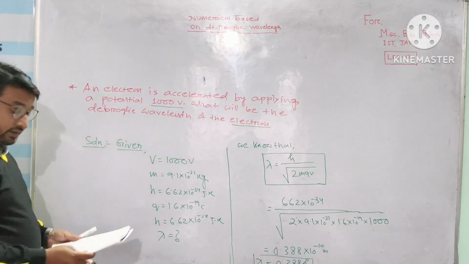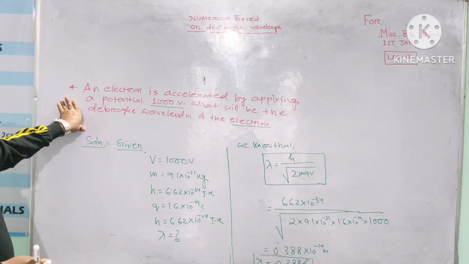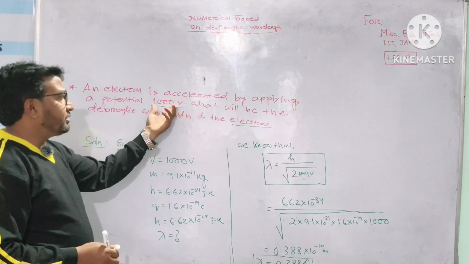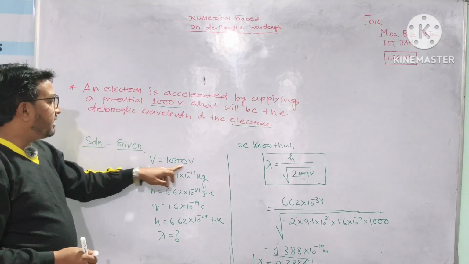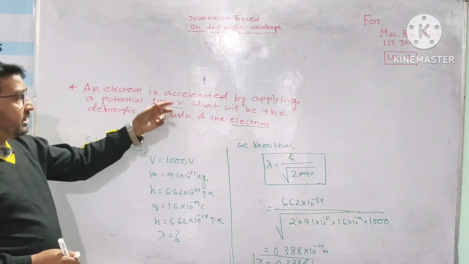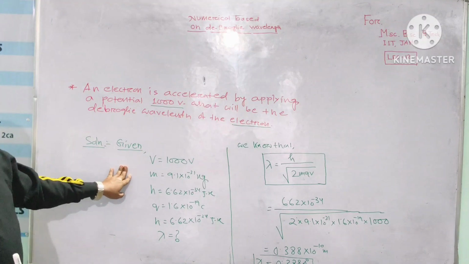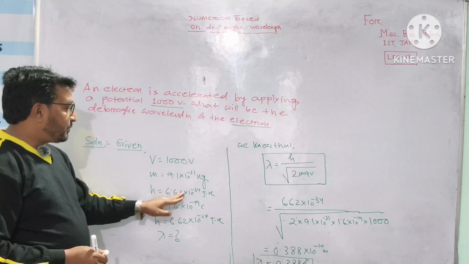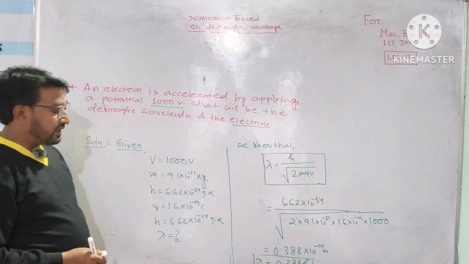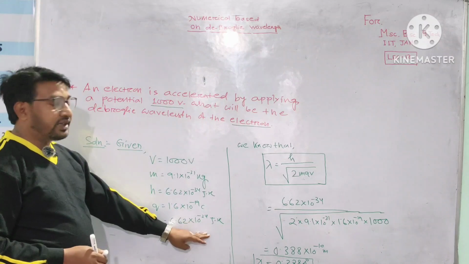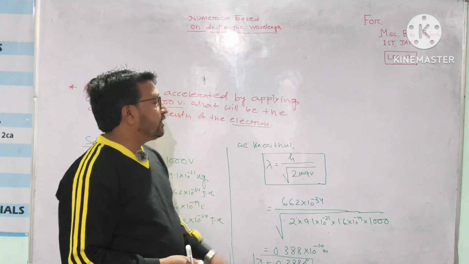For your better understanding, I am going to repeat it once again. An electron is accelerated by applying a potential 1000 volt. What will be the de Broglie wavelength of the electron? The given information of this question: V equal 1000 volt. This is a potential difference which is applied on a charged particle, okay, and m mass of electron equal 9.1 into 10 to the power minus 31 kg, and Planck constant 6.62 into 10 to the power minus 34 joule second, and q charge on electron 1.6 into 10 to the power minus 19 coulomb. Lambda equal what? Okay, we know that lambda equal h by under root of 2mqV.